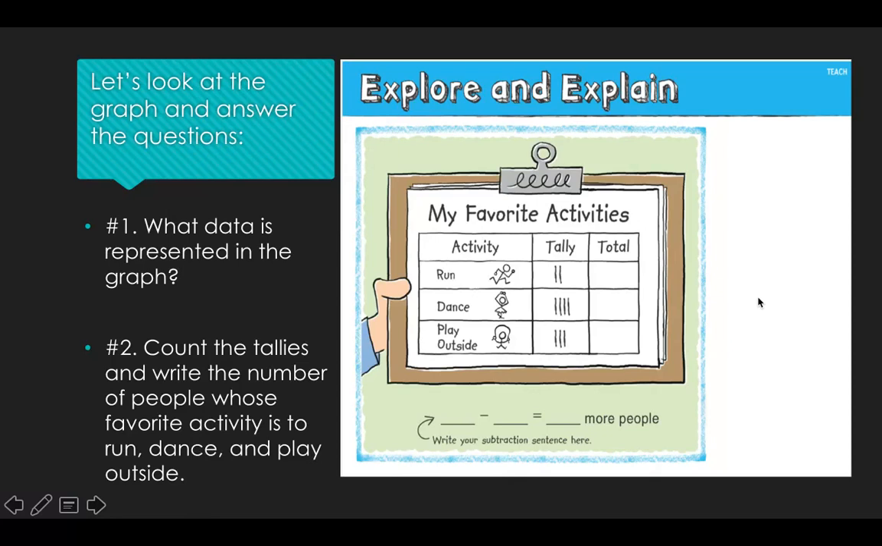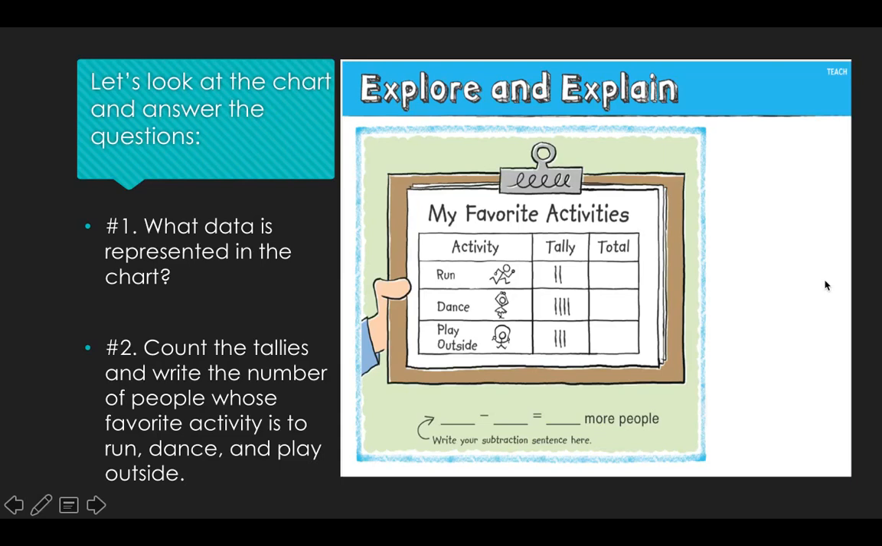All right, let's begin with today's lesson. So we are on page 509, and now you'll need your pencil and eraser. And as I go through the slides, I want you to follow along and fill in the pages together. Okay, so we'll begin with explore and explain. You should see a picture of a clipboard with a chart on it. Put your finger on the picture of the clipboard.